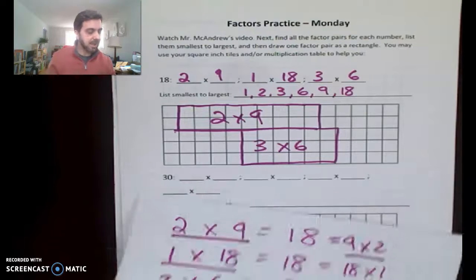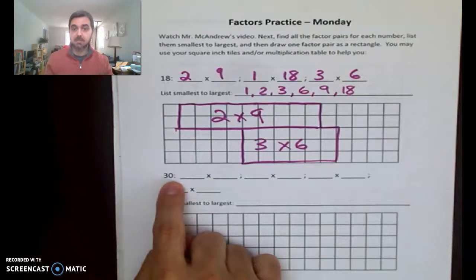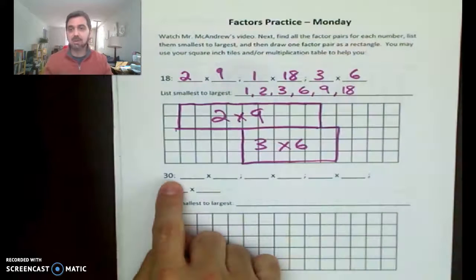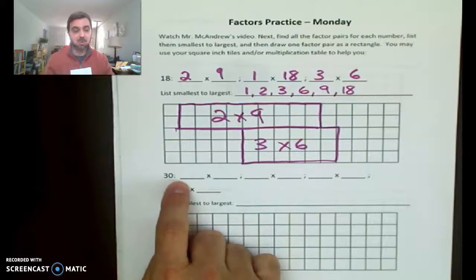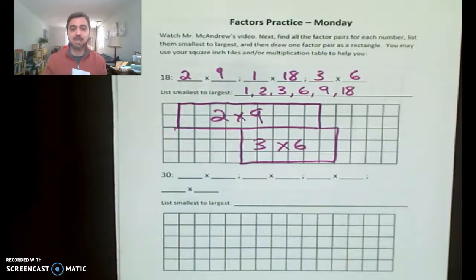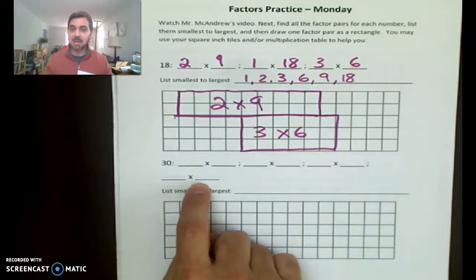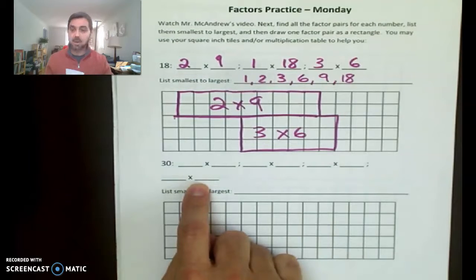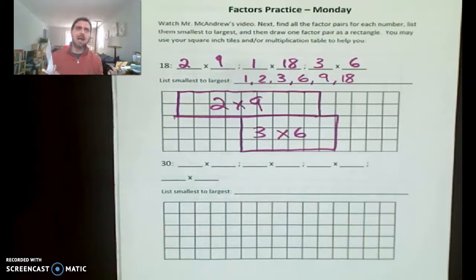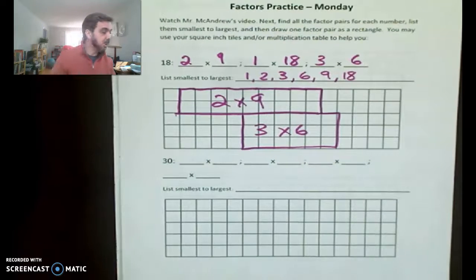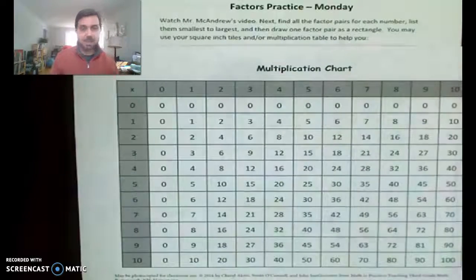So you're going to do the same thing for 30. Now, you don't have to get 30 square inch tiles if you don't want to, but you can. I think it's fun, to be honest, to move them around. I think it's really good for your math brain to do this. But you may be able to find the factor pairs without using your square inch tiles. One way is you might just know it in your head. You might know, for example, that 6 times 5 is 30. Okay, so that's one that you might just be able to put down. But you have your square inch tiles. You also have a multiplication chart.